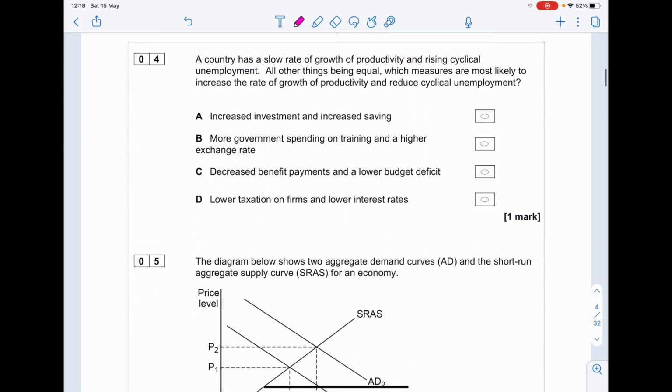Number 4, a country has a slow rate of growth of productivity and rising cyclical unemployment. So rising cyclical unemployment, that's suggesting you're in a recession, because cyclical unemployment is unemployment when you are in a recession. It's unemployment due to the economic cycle. So if you think about your economic cycle, there's your recession. So we've got rising cyclical unemployment suggesting that we're in a recession, and we've got a slow rate of growth of productivity. All things being equal, which measures are most likely to increase the rate of growth of productivity and reduce cyclical unemployment?